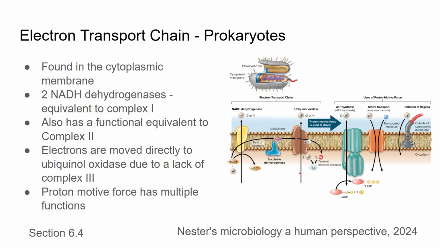So this also happens inside of prokaryotes, except they don't have mitochondria, so this is actually going to happen on their cytoplasmic membrane. So we have our extracellular space here and our intracellular space here, or the cytoplasm. So we have 2 NADH dehydrogenases, and those are actually going to be equivalent to complex 1. Okay. We also have another molecule that's functionally equivalent to complex 2. However, we do not have a complex 3 analog, but we do have a complex 4 analog over here, ubiquinol oxidase.